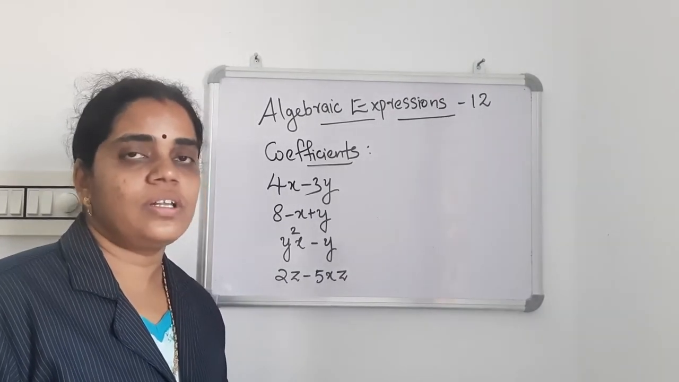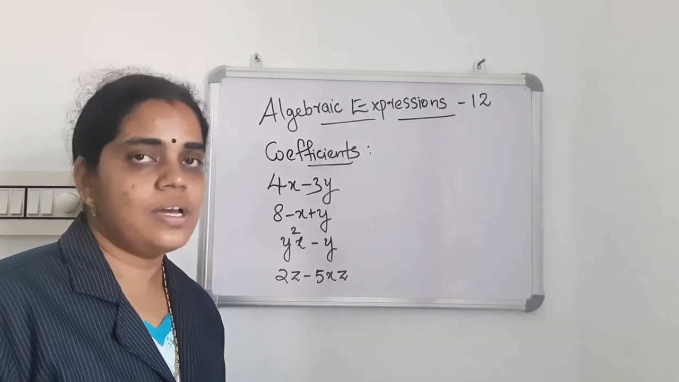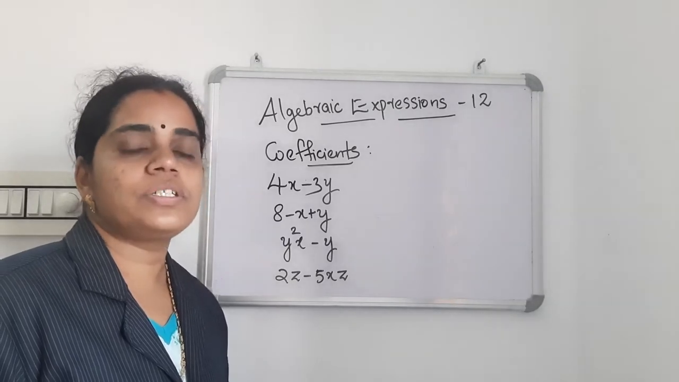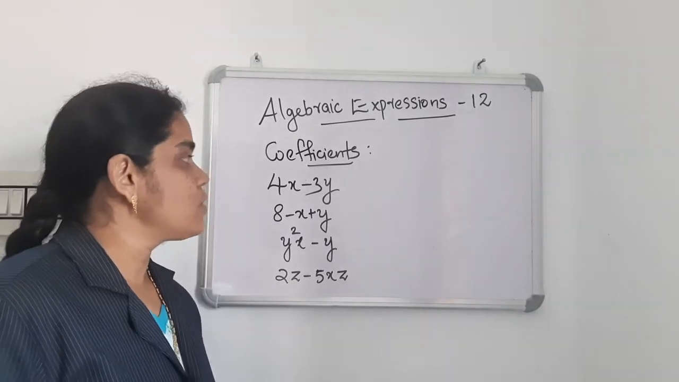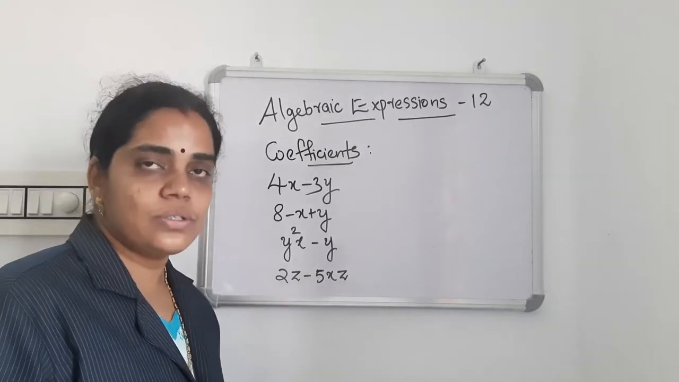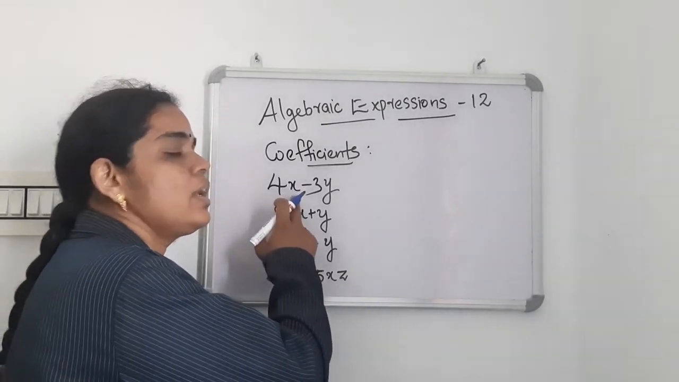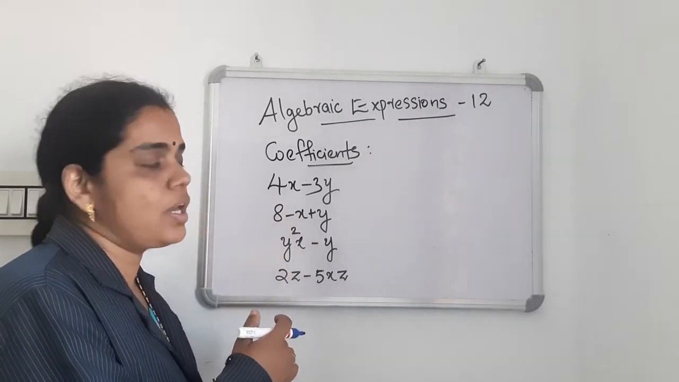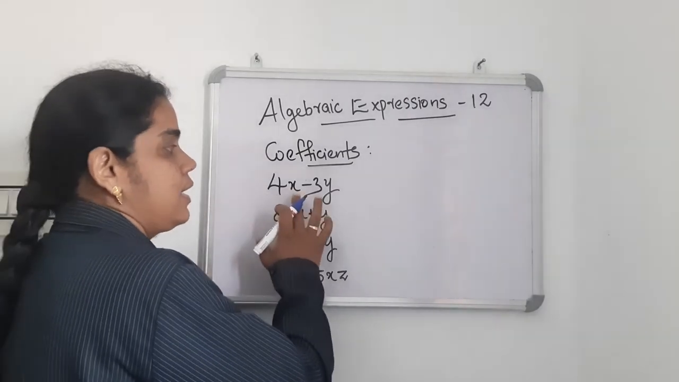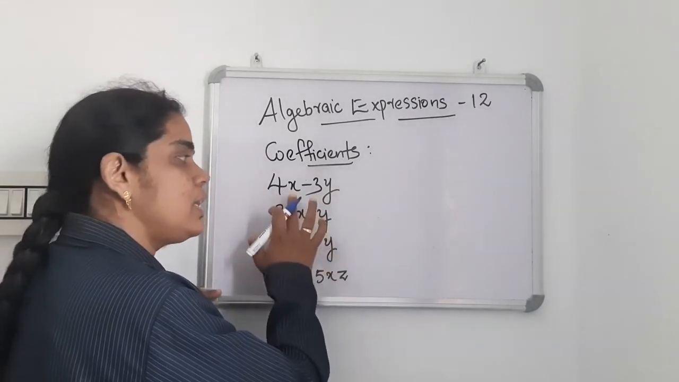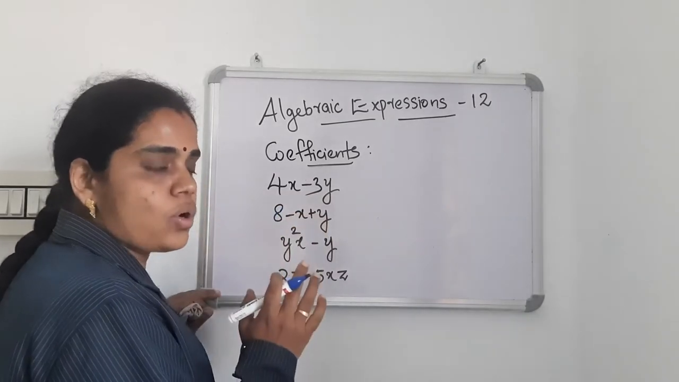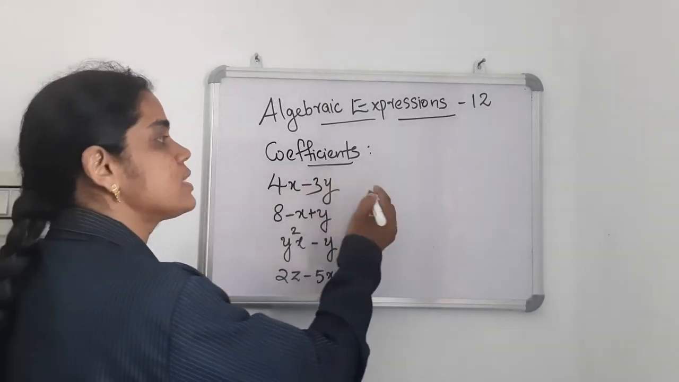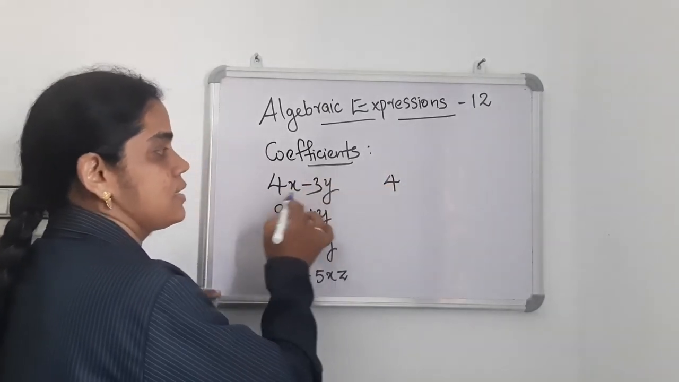Now we have discussed the numerical coefficient or coefficient. But here some examples are given where we need to find the coefficient of x. It is not only a number; maybe variables also will be there, because if we need to find the coefficient of x, the remaining part is its coefficient. In this question, x and y variables are there, but we need to find the coefficient of x alone. So what is the number here? 4. So its coefficient is 4 in this question.